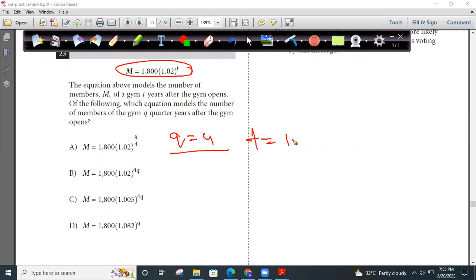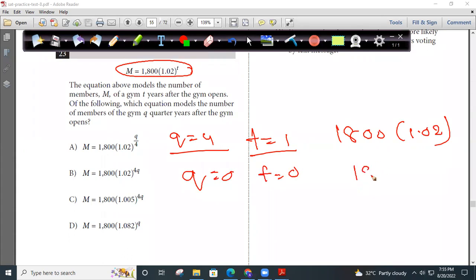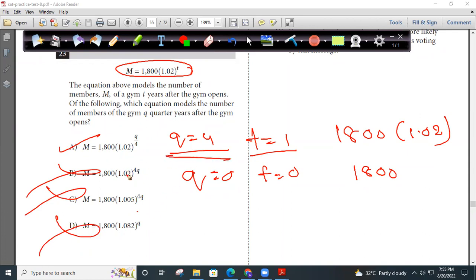So when Q is equal to 4 or T is equal to 1, it should be 1800 into 1.02. When Q is equal to 0 or when T is equal to 0, it should be 1800. Now I need to put Q is equal to 4 and see where I get 1800 into 1.02. Option A I get it. Now put Q is equal to 4, meaningless. So luckily with one plugging in, I'm able to get the correct answer.